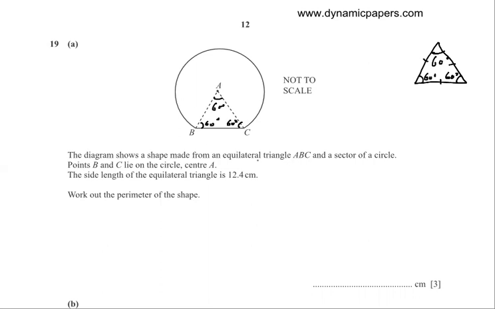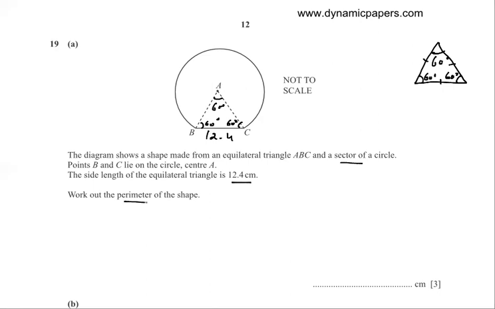And it is said that ABC is a sector of the circle. This is a sector. Points B and C lie on the circle and A is the center of the circle. The side length of the equilateral triangle is 12.4. It means this is 12.4, 12.4, 12.4.